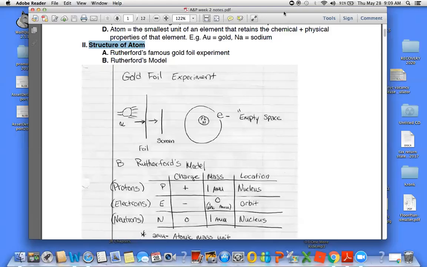Orbiting electrons around a nucleus is Rutherford's model of the atom.